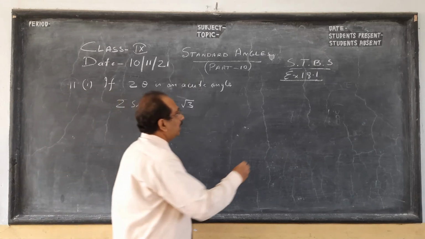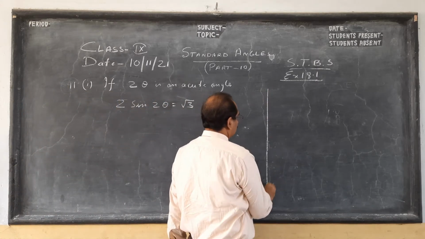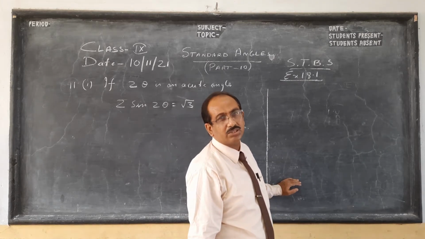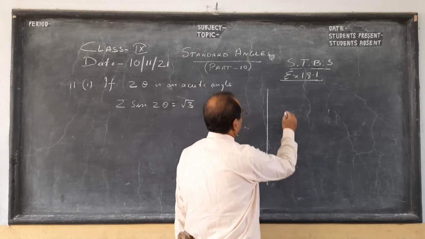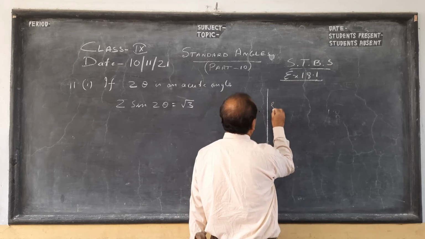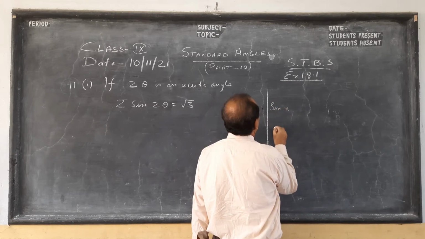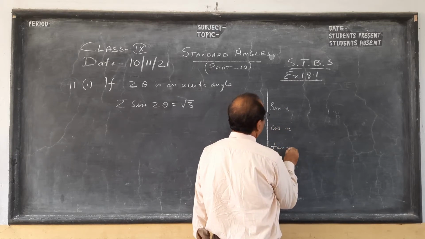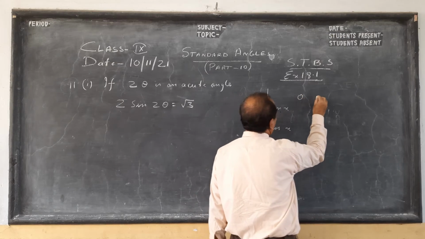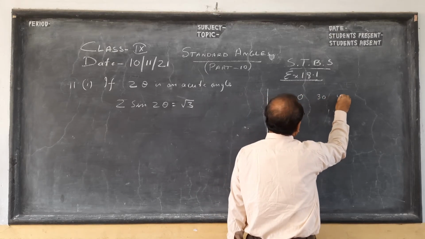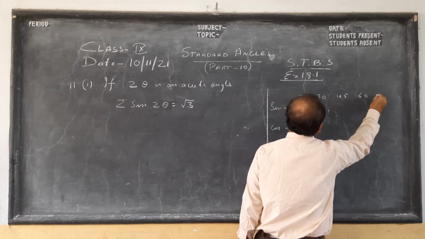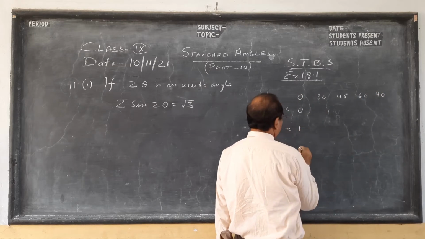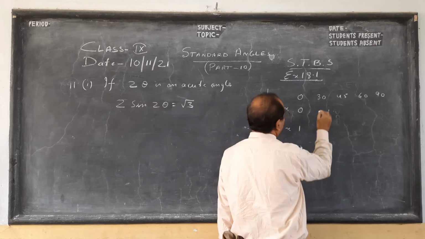So always we write the values over here. Before you start doing any sum, you must write the values of standard angle. So what do we write here, children? Sine x, cos x, tan x. These are the standard angles: 0, 30, 45, 60 and 90. Sine 0 is 0, cos 0 is 1, tan 0 is 0. So you have to learn it, children.